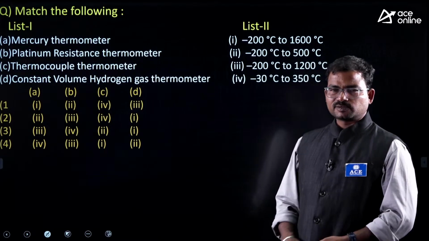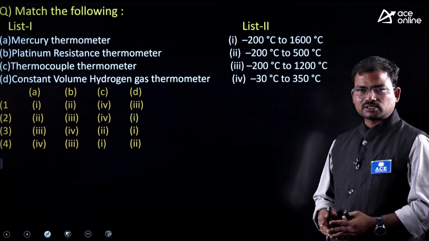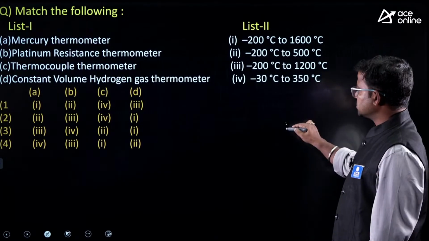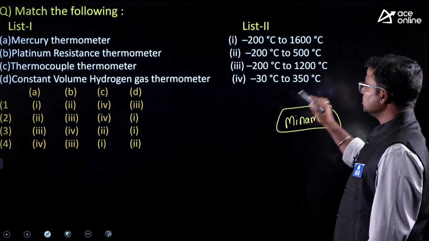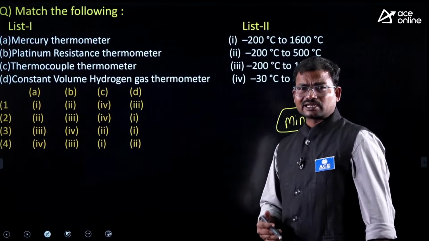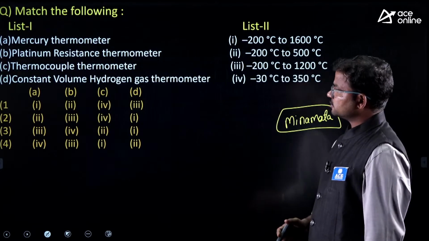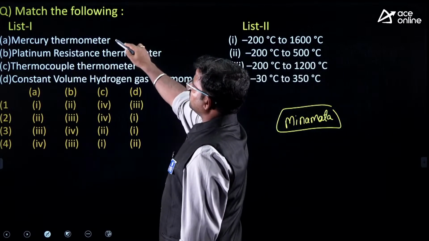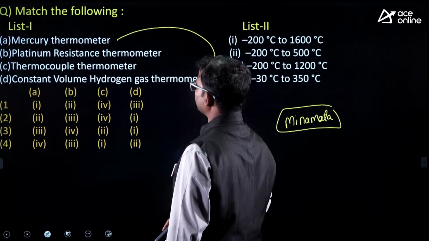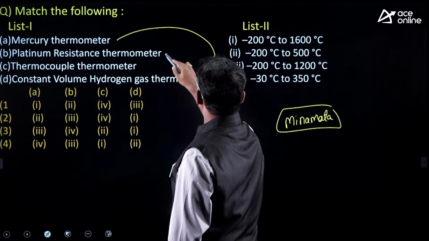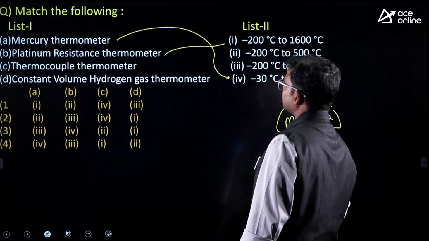If there is any leakage in a mercury thermometer, consumption of those derivatives causes a disease, Minamata disease. Due to that, alcoholic thermometers are more convenient than mercury thermometers. But here it is completely different. The mercury thermometer's range is minus 30 degrees centigrade to 350 degrees centigrade. Next, the platinum resistance thermometer can be used to measure high temperature, actually minus 200 degrees centigrade to 1600 degrees centigrade.